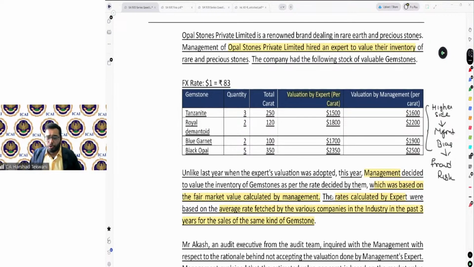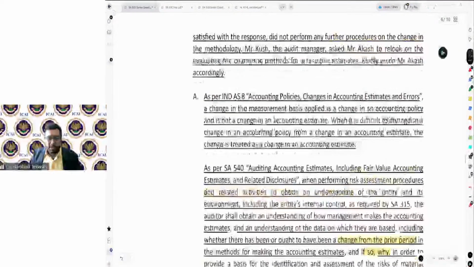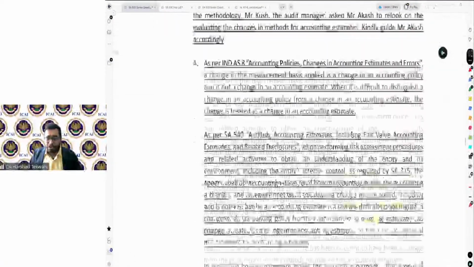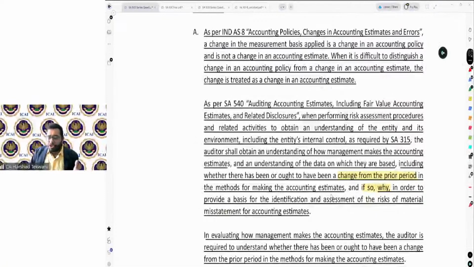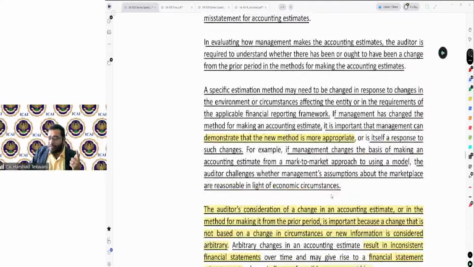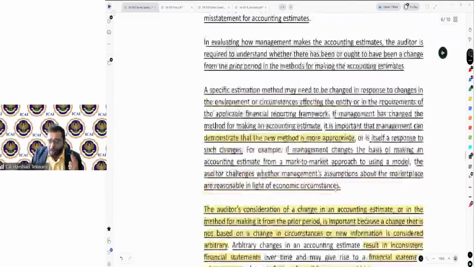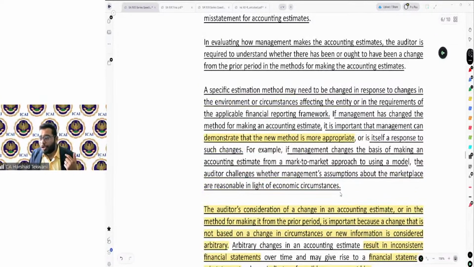Clear? So the auditor in the current case, Mr. Akash, should ask management why there is a change from the prior period. What is the reason for the change? He needs to ask for further documentary evidence to demonstrate that the new method is more appropriate. If there is no need for the change in method from the prior period, and the financial reporting framework also does not require it, then the change can be considered arbitrary if no information is provided.